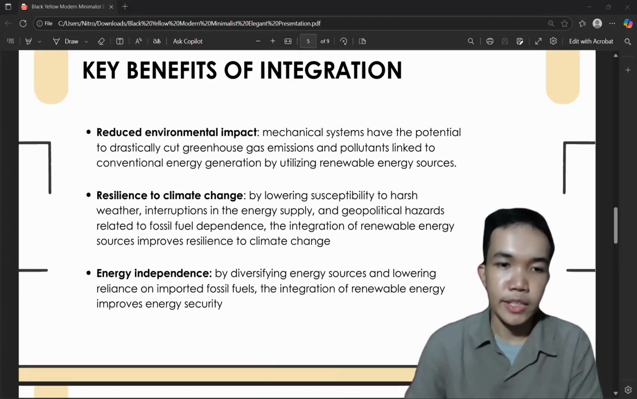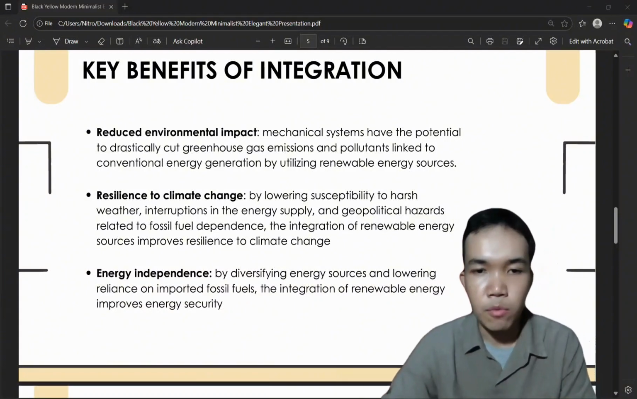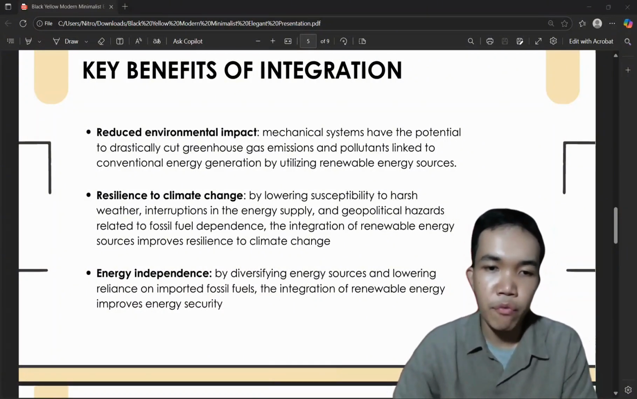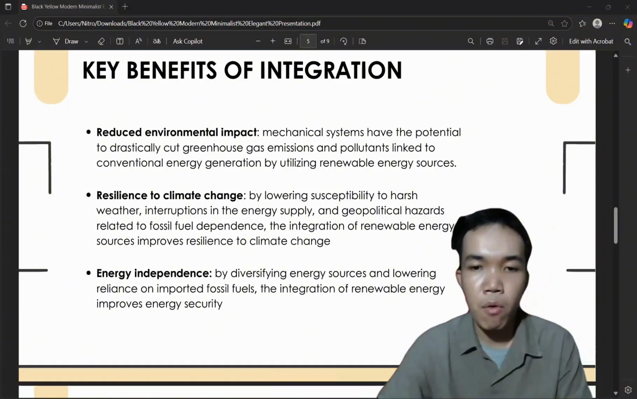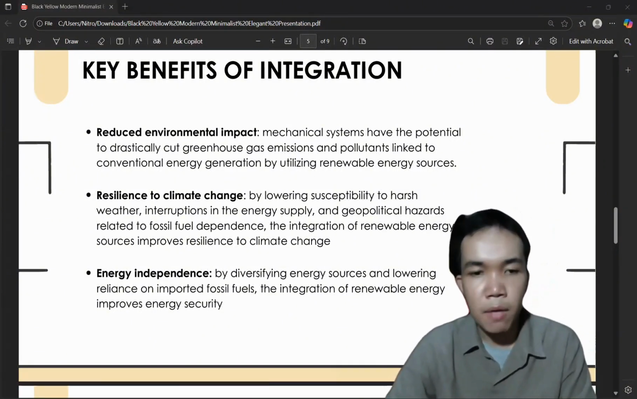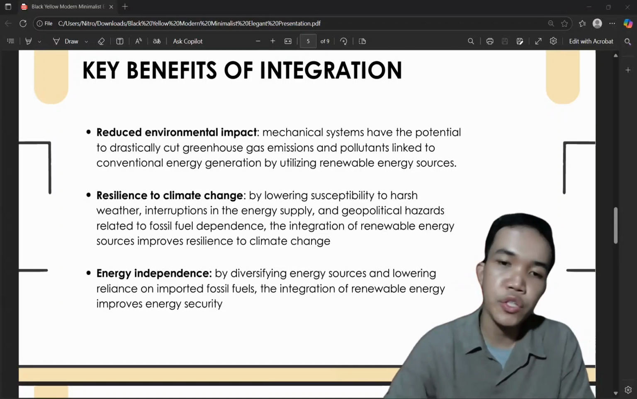And two, resilience to climate change, by lowering susceptibility to harsh weather, interruptions in the energy supply, and geopolitical hazards related to fossil fuel dependence. The integration of renewable energy sources improves resilience to climate change. Renewable energy powered mechanical systems can endure climate related problems and help construct infrastructure that is resilient to climate change.